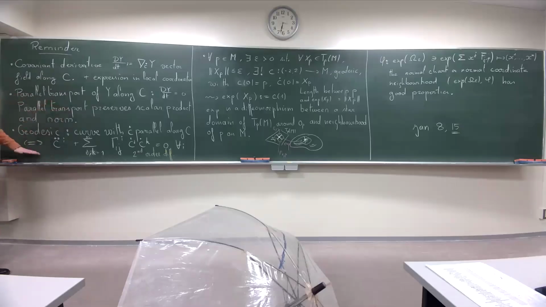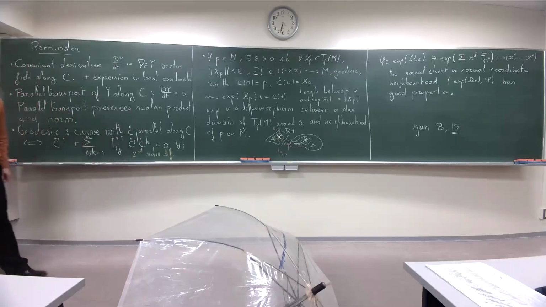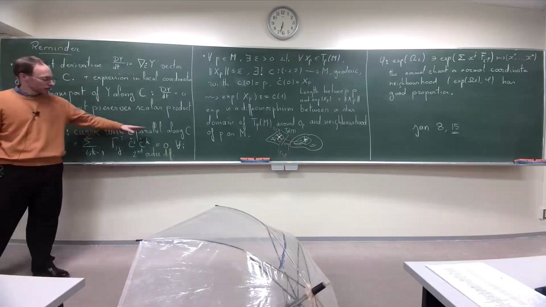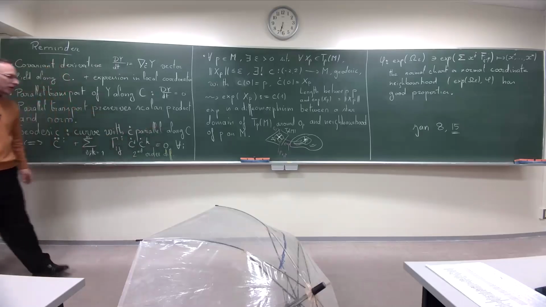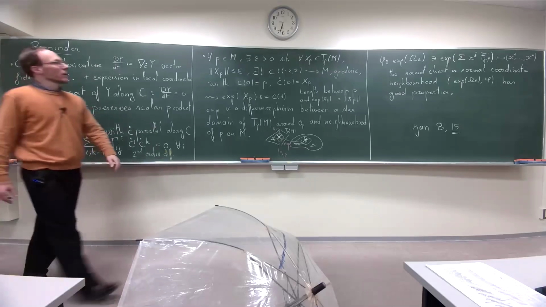Then we defined what a geodesic is. A geodesic is a special curve where the derivative, the tangent vector, is parallel along the curve. You define the geodesic with a condition between the derivative of the curve and this parallel transport. We can even write an equation, a second order differential equation for this geodesic. In fact, you have m equations if m is the dimension of the manifold.